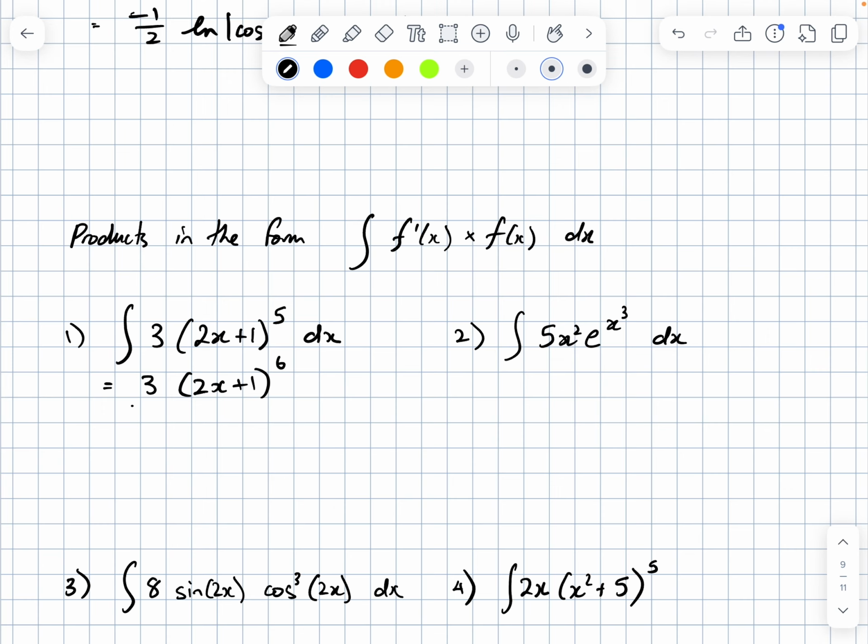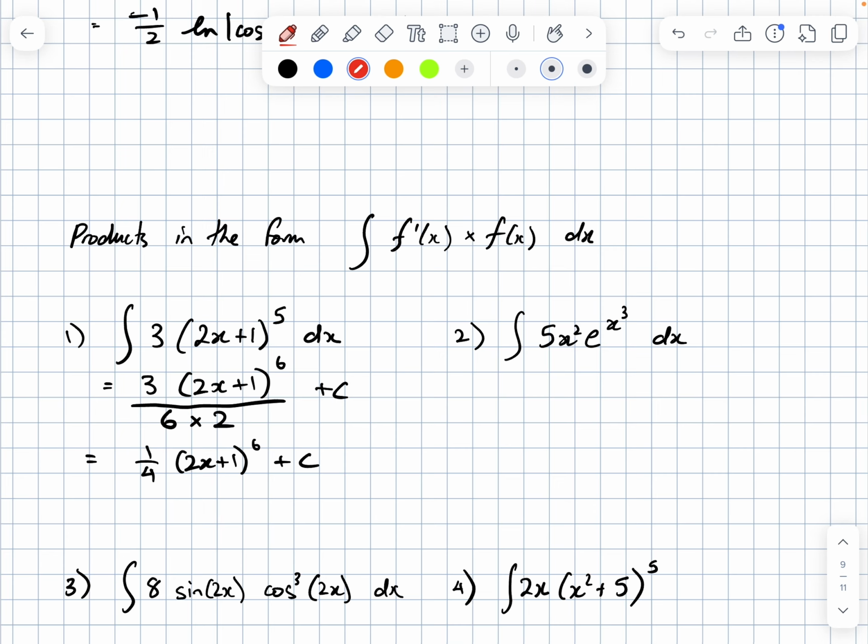To reverse that, we're going to increase the power by 1, divide by the new power, and divide by the derivative inside the bracket. Now, that's like times it to the bottom. The derivative of 2x plus 1 is just 2 plus c. And so we get 3 over 12, which is 1/4. And so that's sort of exactly the same as normal integrating of power functions, but with a bracket.